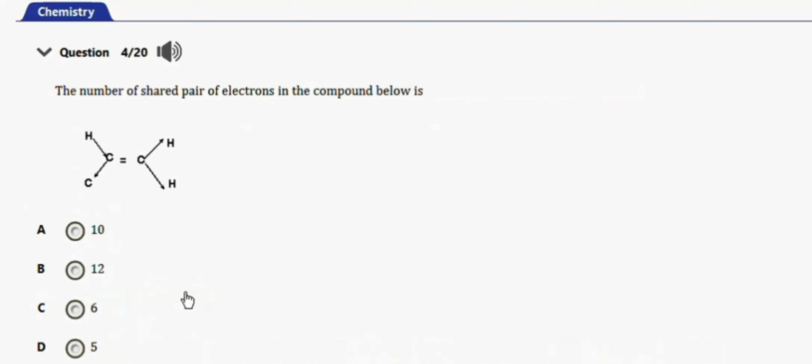It says the number of shared pair of electrons in the compound below is. So the right answer here is option C, 6. Alright, take note of this question, guys. The next question will be this one.